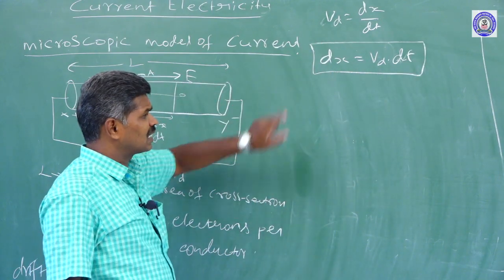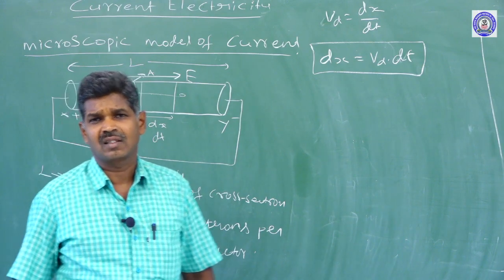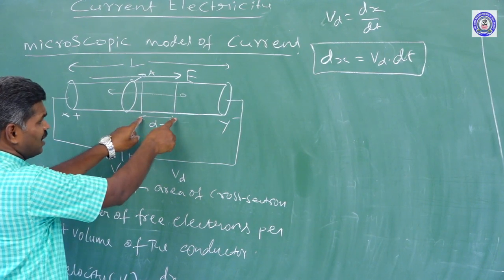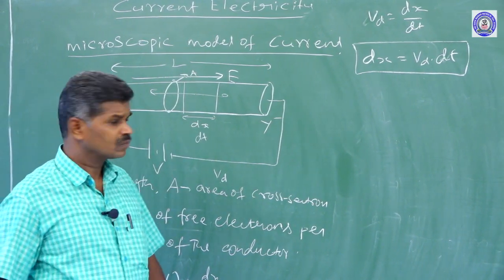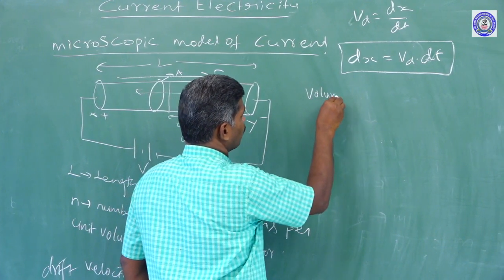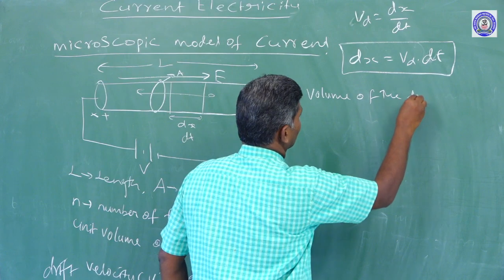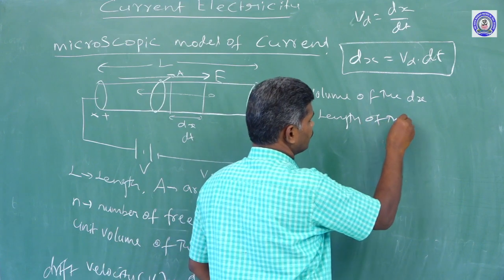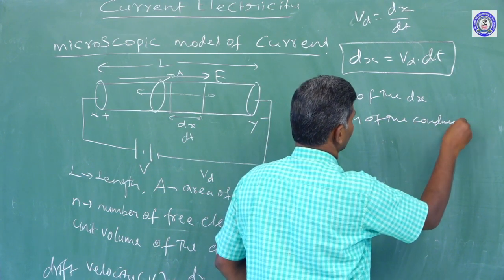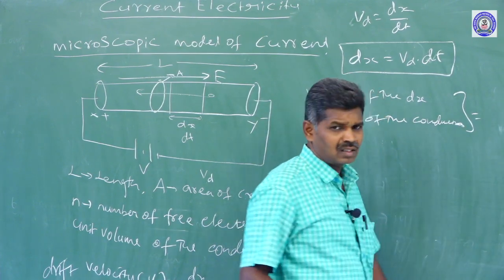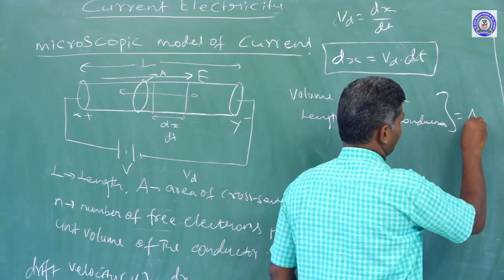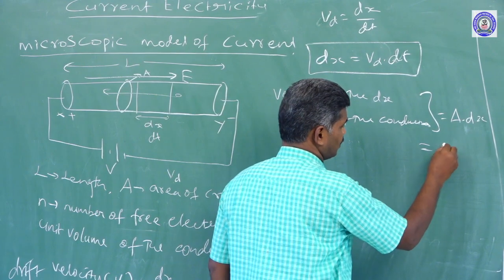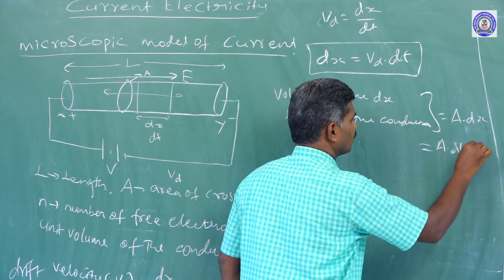In a time dt, over a distance dx, a certain number of electrons move. What amount of electrons moves, we can now calculate. That dx length of the conductor is cylindrical in shape and has a certain volume. The volume of the dx length can be taken as length into area of cross section, that is A into dx. We know that dx can be taken as Vd into dt, so the volume is A into Vd into dt.